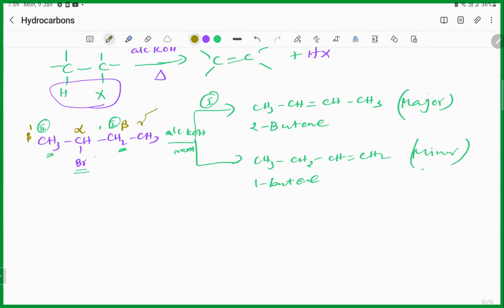So if the hydrogen is removed from the beta carbon, along with the halogen from your alkyl group, then it is called beta elimination. This reaction is known as beta elimination.